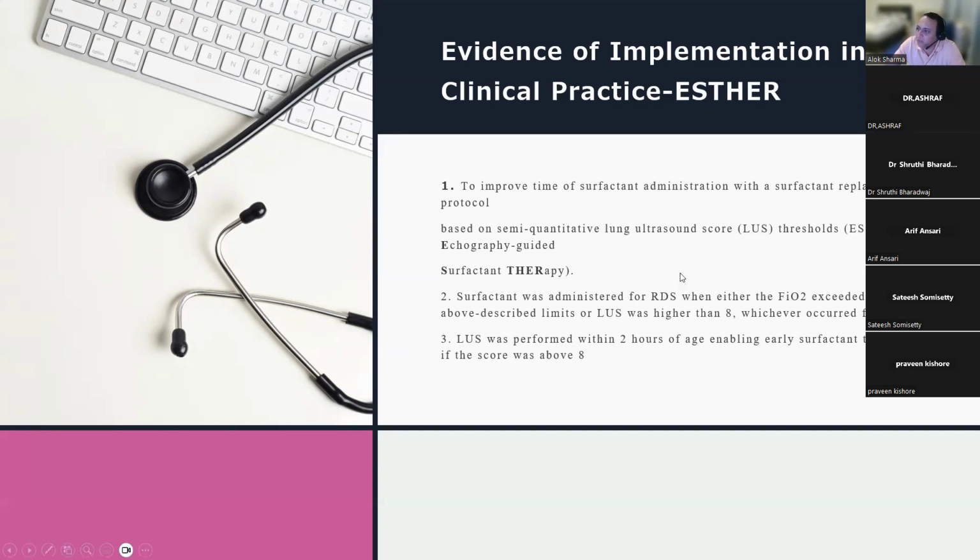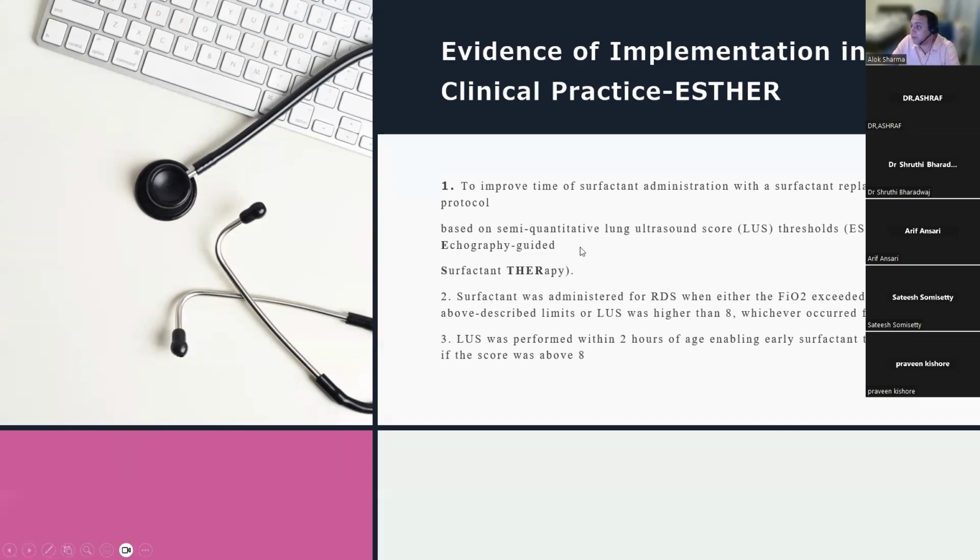And really, what they did was that when these babies came to the unit, they performed a lung ultrasound. Now, the study doesn't mention the exact timing of the lung ultrasound, but having spoken to Nadia and her group, the majority of lung ultrasounds were performed within 2 hours of age. And if the score was above 8, these babies were given surfactant therapy. Now, they do not use chest x-rays to diagnose RDS in their unit.